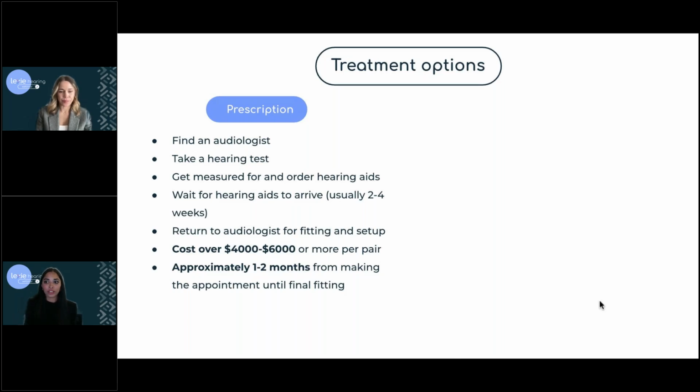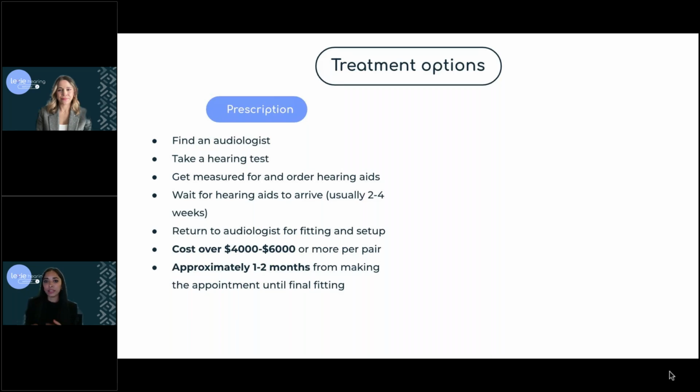First, you'd find an audiologist or a hearing care professional. Then you would need to take a hearing test with your audiologist, where your hearing levels will be measured and charted on that audiogram like Dr. Paul showed us a few moments ago. Then you would need to get your ears measured for your hearing aids to be ordered, and waiting for the hearing aids to arrive takes about 2 to 4 weeks. Once your hearing aids arrive, your audiologist will fit them specific to your hearing in an in-person appointment.